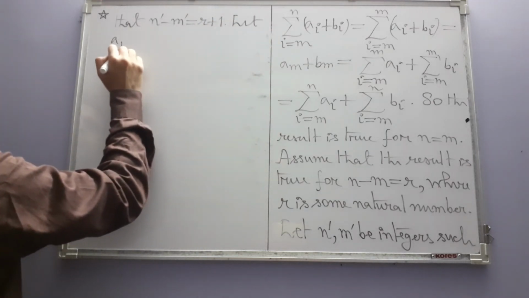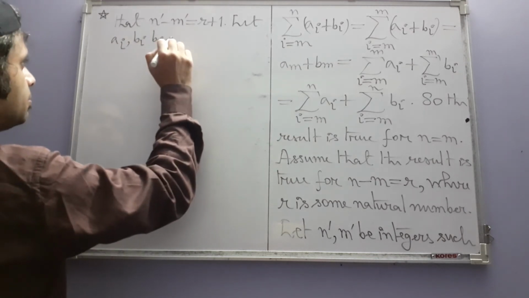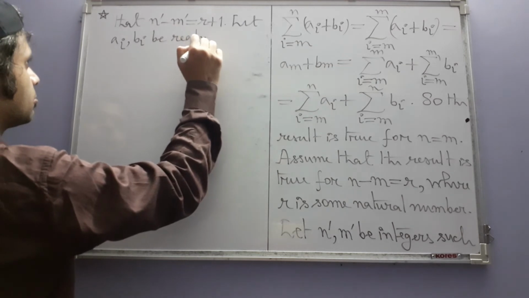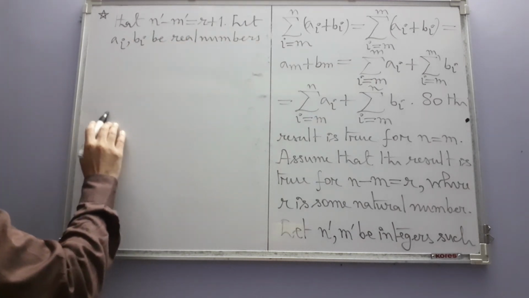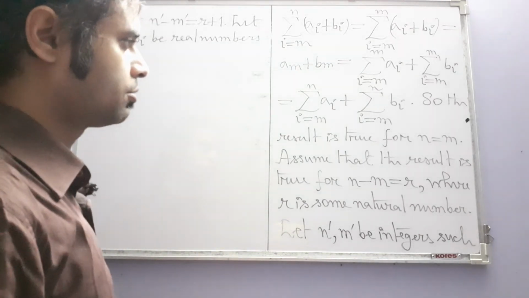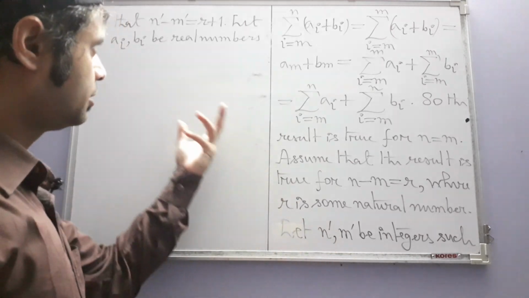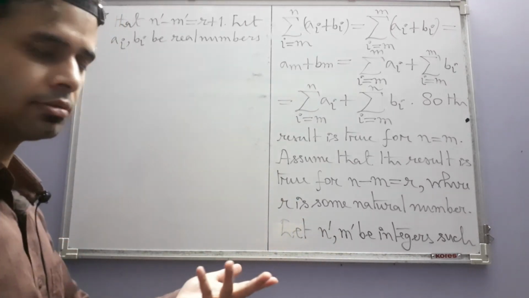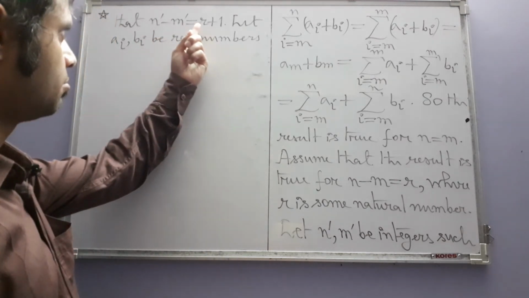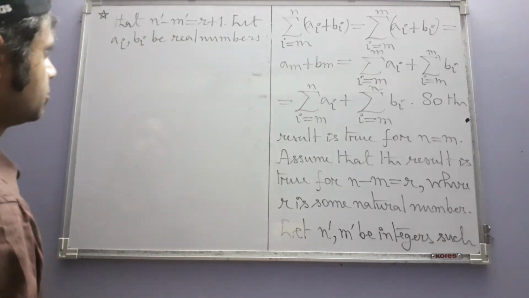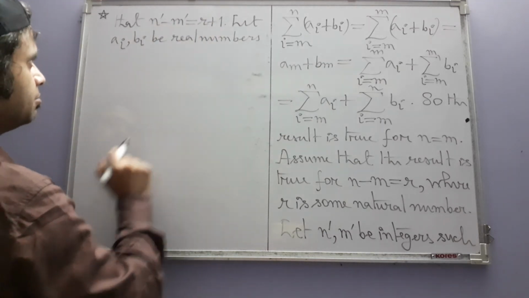Let a_i, b_i be real numbers. If you are wondering about one more thing, we haven't said here anywhere that n prime is greater than or equal to m prime. That thing is a consequence of this because r is a natural number. So in this case particularly, in fact n prime is strictly greater than m prime.